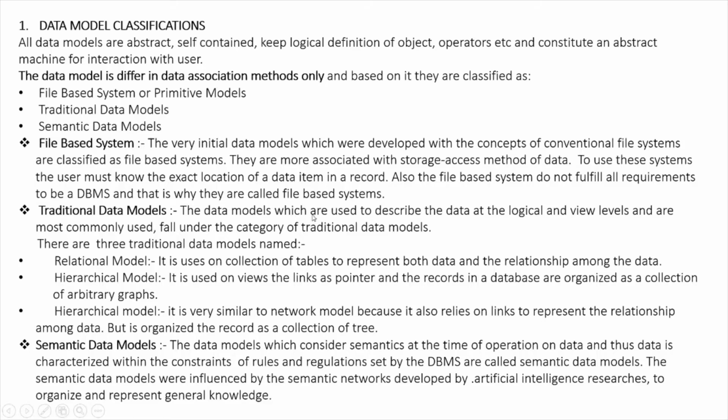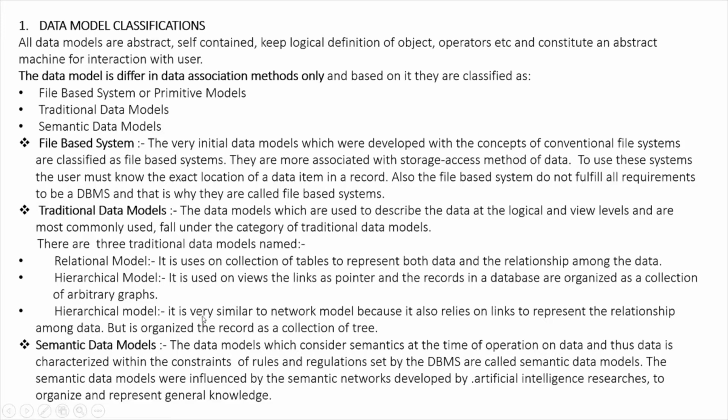Second, traditional data models. The data models which are used to describe the data at the logical and view levels and are most commonly used fall under the category of traditional data models. There are three traditional data models. Relational model: it uses a collection of tables to represent both data and the relationships among the data. Network model: it uses links as pointers, and the records in a database are organized as a collection of arbitrary graphs.